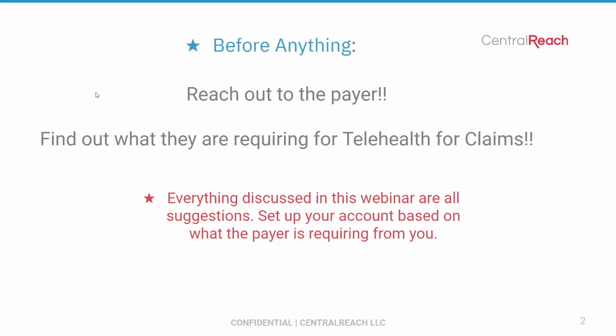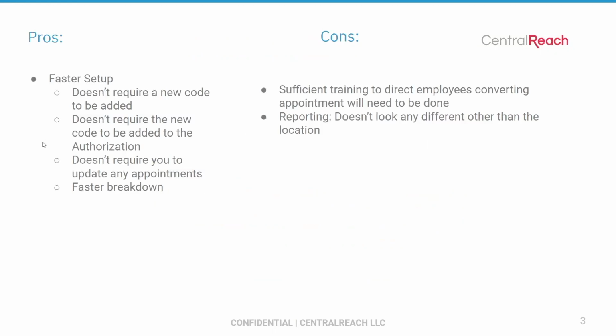Now, let's talk a little bit about the pros and cons of adding a modifier to a service code. The pros are that it's going to be a way faster setup. It doesn't require a new code to be added, doesn't require the new code to be added to an authorization. You won't have to update any appointments, and it'll have a faster breakdown. Some cons of adding a modifier to a service code is that you're going to need to train the employees on what they're going to be seeing and how they are going to be able to convert these appointments. And the reporting may not look any different other than that there is going to be a new location and possibly a modifier. Again, reach out to your payer, find out what they're looking for in terms of the modifier, all right?